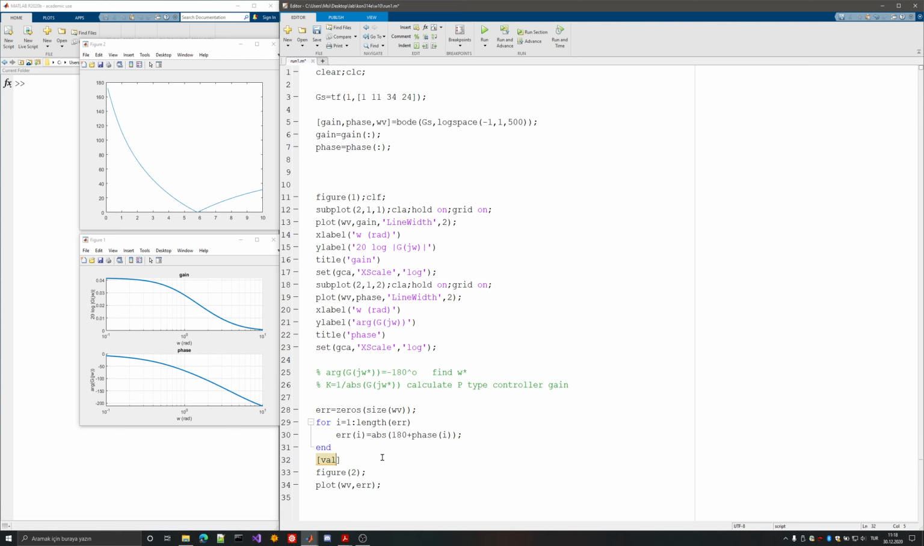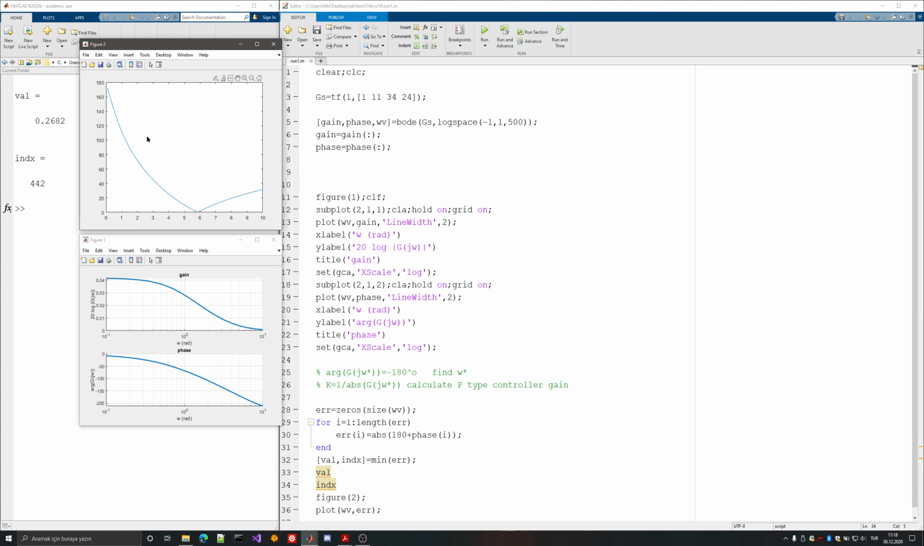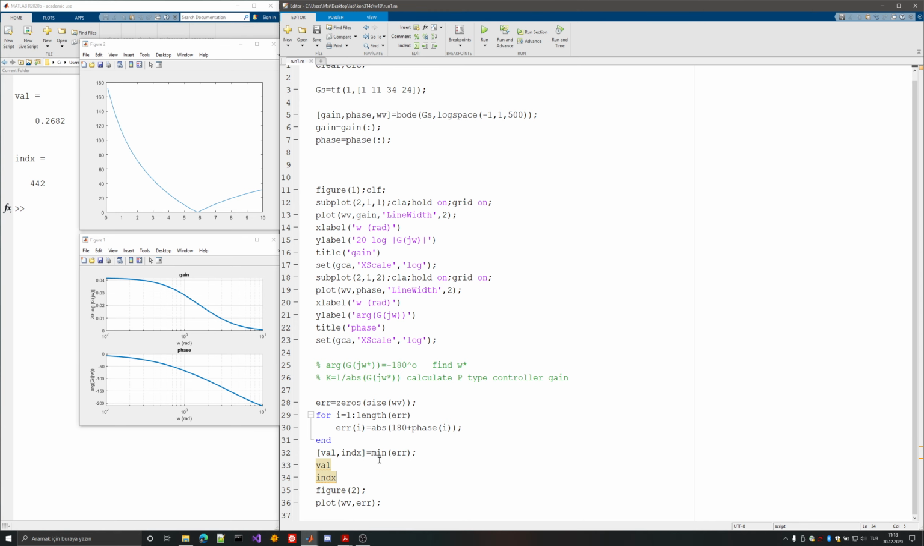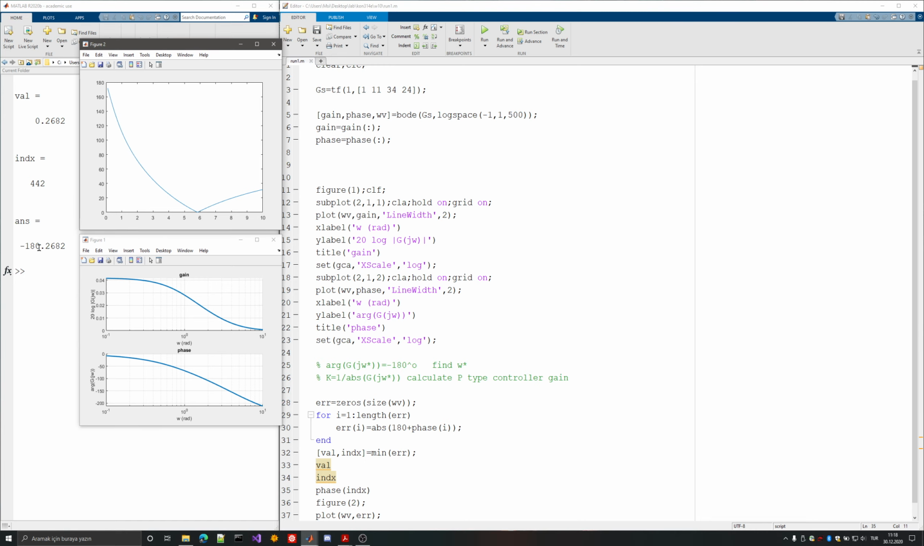Maybe for demonstration, I will show you the value, but most of the time I only need the index. So which element satisfies this condition? That's enough. I don't really need the value, but I will show you the value and the index simultaneously. Now you can see that index 442 gives me 0.26. So my error here is 0.26. Or I can also show you the phase angle that is at that index. If I run this, I have minus 180 degrees, 0.2682. So this point gives me basically the upper bound.